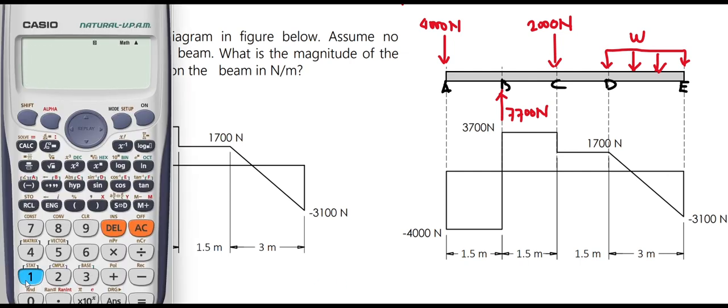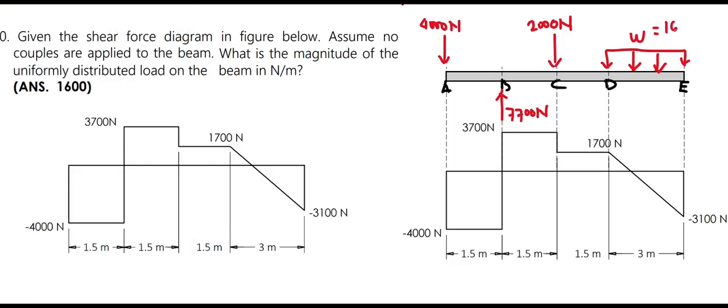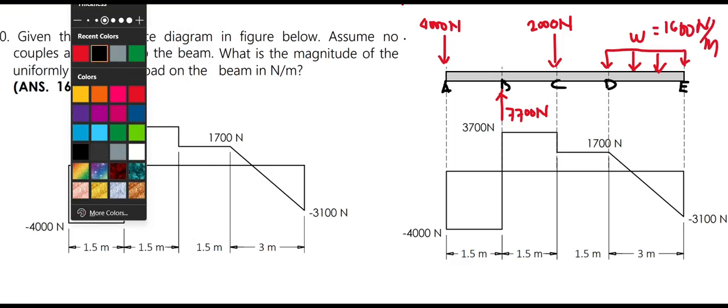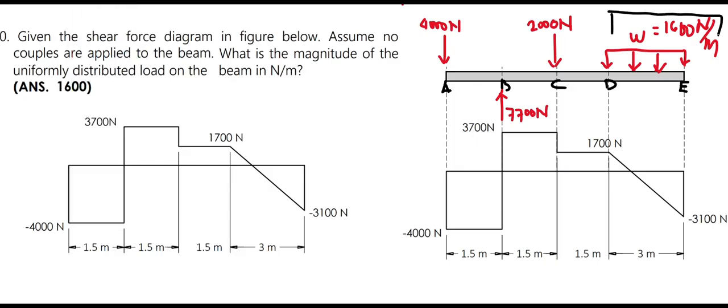Now going from 1,700 minus the uniformly distributed load times the length to get the resultant, this must be equal to the resulting shear force of negative 3,100 Newton, and that uniformly distributed load has a value of 1,600 Newton per meter. And that serves as our final answer. This is our load diagram for the beam to produce this specific shear force.